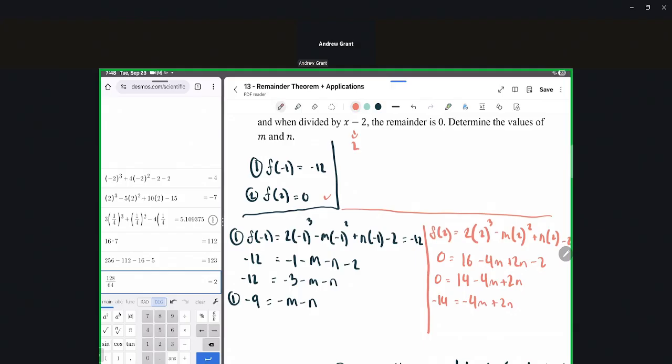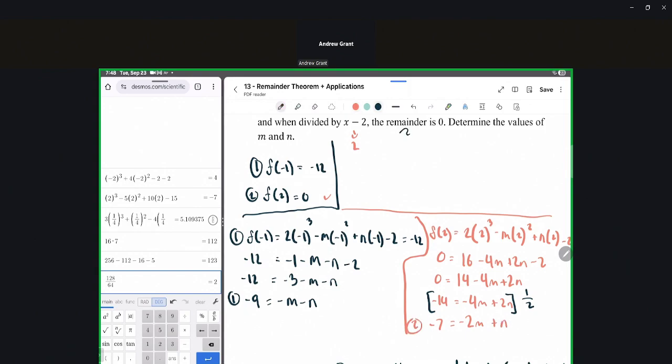Now, if you notice, all of these happen to be a multiple of 2. I can take negative 14 and divide it by 2, negative 4m divided by 2, and positive 2n divided by 2. So I'm going to multiply both sides by 1/2. Negative 14 times 1/2, which is negative 7, is equal to negative 2m plus n. And this will be my equation number 2.